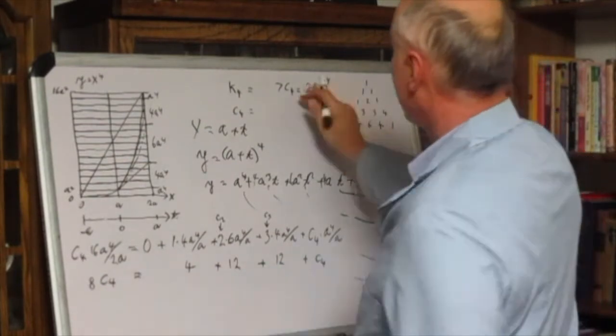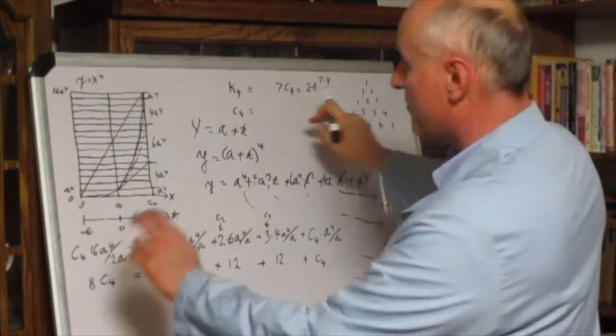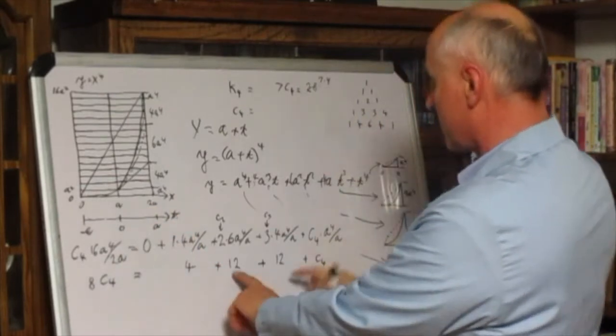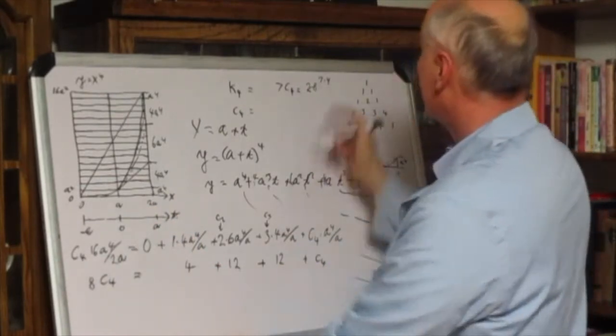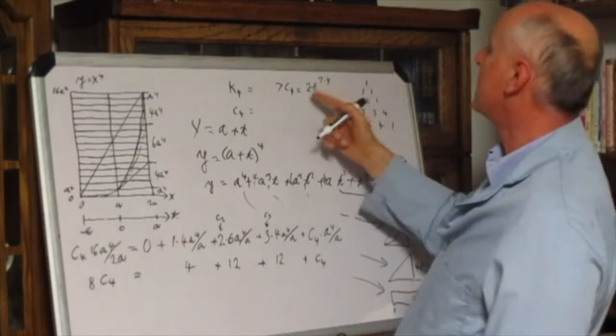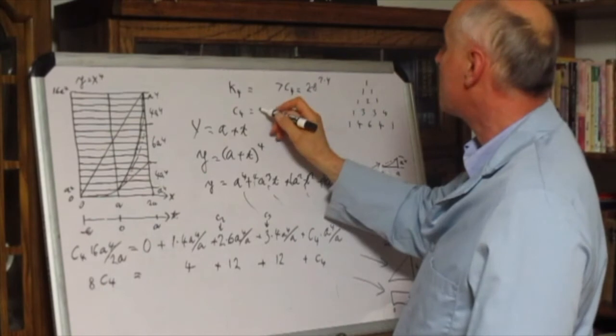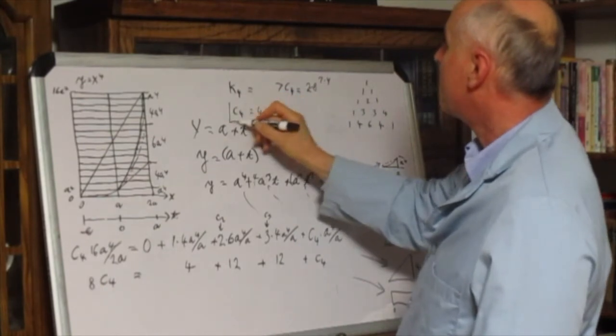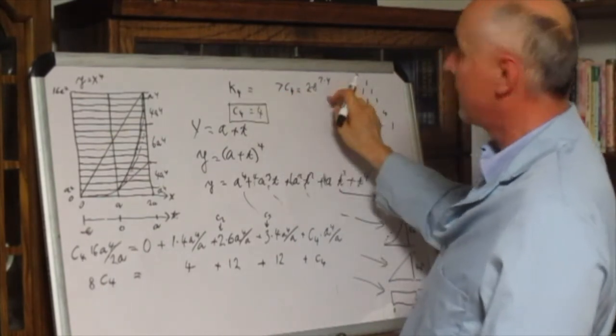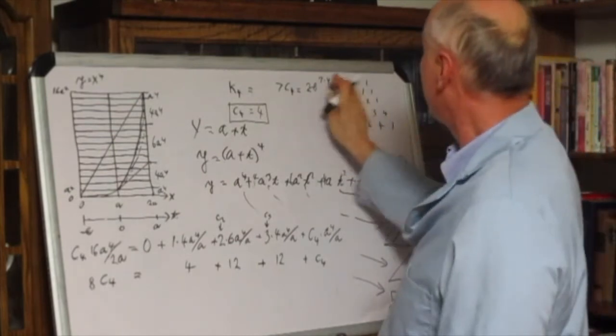So, off to the side, basically we have 7c4 equals 24 plus 4, 28. Well, 28 is 7 times 4. Well, guess what? C4 is equal to 4. We got it right off the bat. All right. Pretty simple, huh?